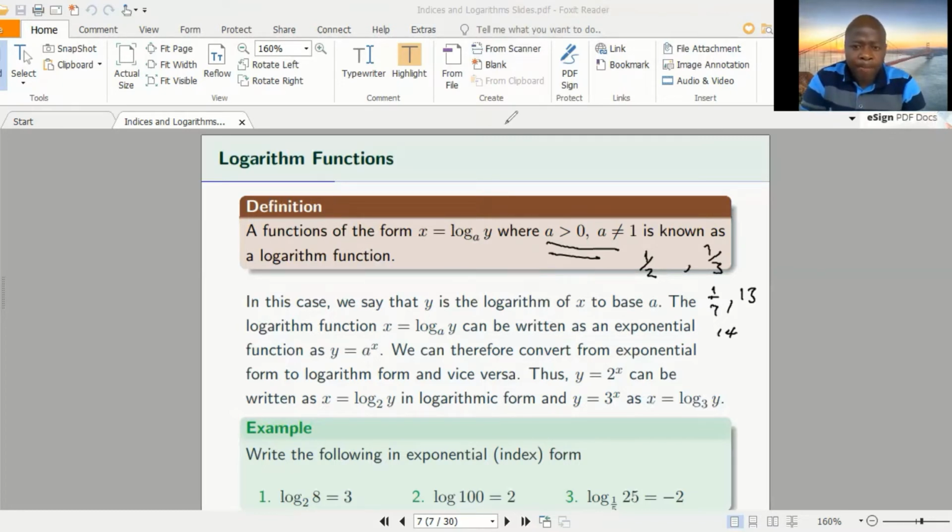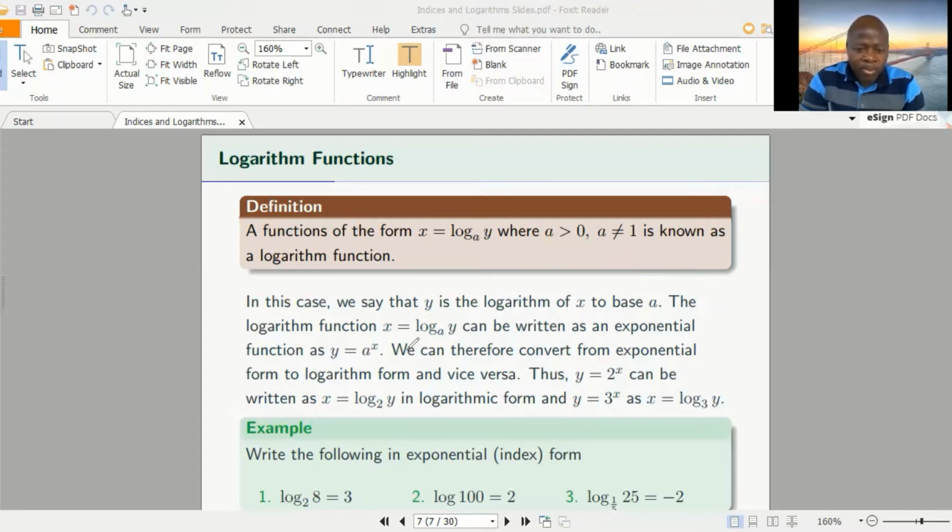Good. So you can read what I've written here. I've said that in this case, we say that y is the logarithm of x to base a. So how do we read this? The log of y to base a, that's how I read it. x equals the log of y to base a. That's how I read that.